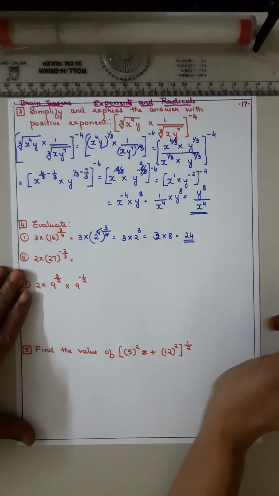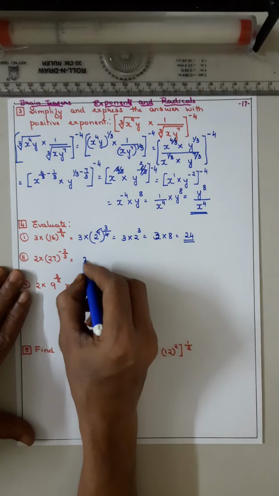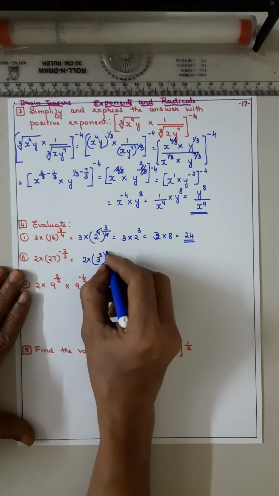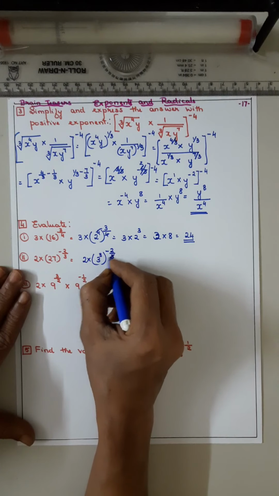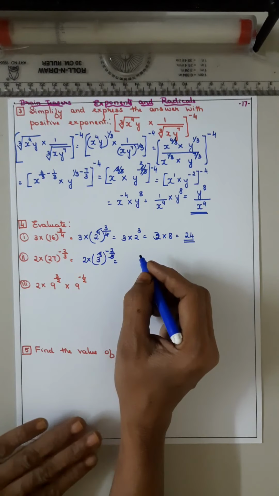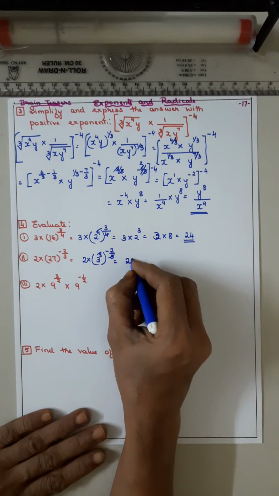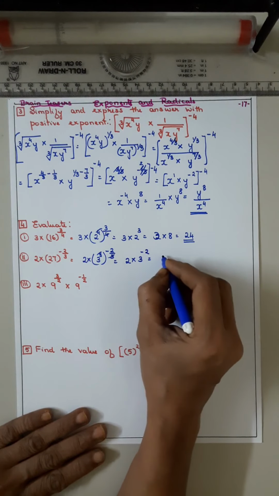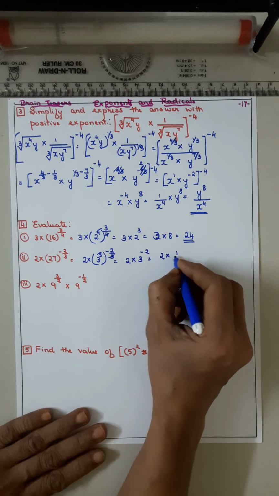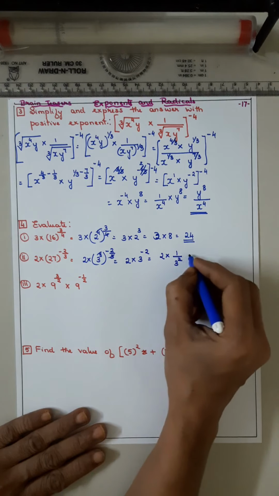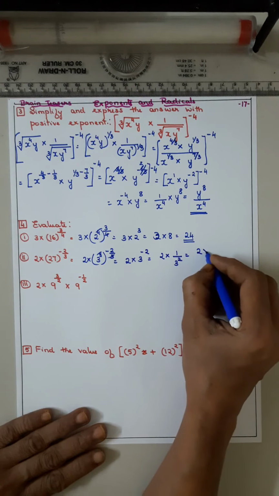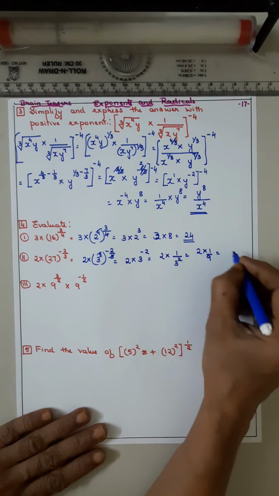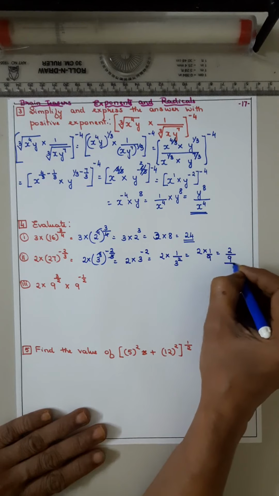Now coming to next one, 2 into 27 is 3 cube, the whole raised to minus 2 by 3, 3 gets cancelled. That means 2 into 3 to the power minus 2. That means 2 into 1 by 3 squared. That is 2 into 1 by 9. Isn't it? That is 2 by 9.